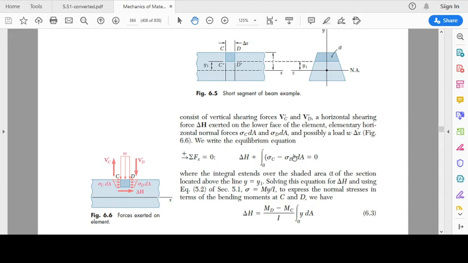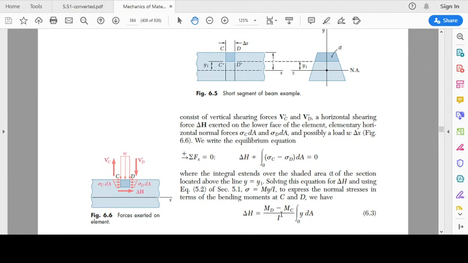Now we can substitute sigma equal to My over I. So sigma c is going to be equal to Mc into y over I, and sigma d is going to be equal to Md into y over I. Since we have moved this integral onto the other side, it becomes negative, so we multiplied inside with the negative sign. So instead of sigma c minus sigma d, it becomes sigma d minus sigma c. So that is equal to My over I.